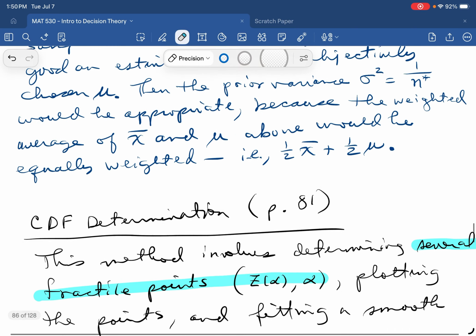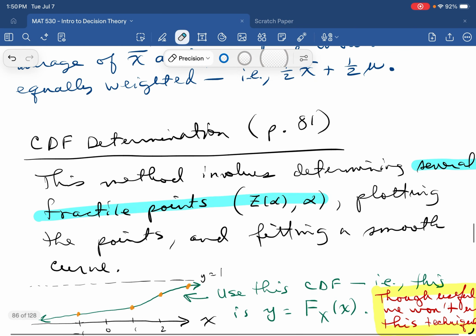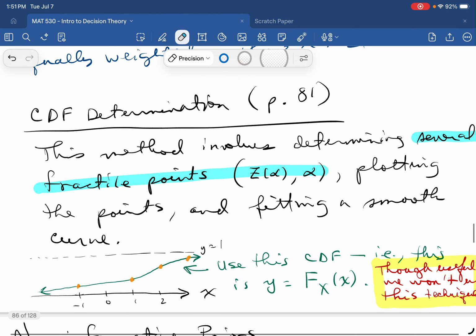Okay, and then we can also consider CDF determination, which you can see on page 81. As its name implies, we need to determine several fractile points. Then we can use those as hinge points and fit a smooth curve and get a cumulative distribution function. Then, of course, we could take its derivative and have a density function, a prior density.